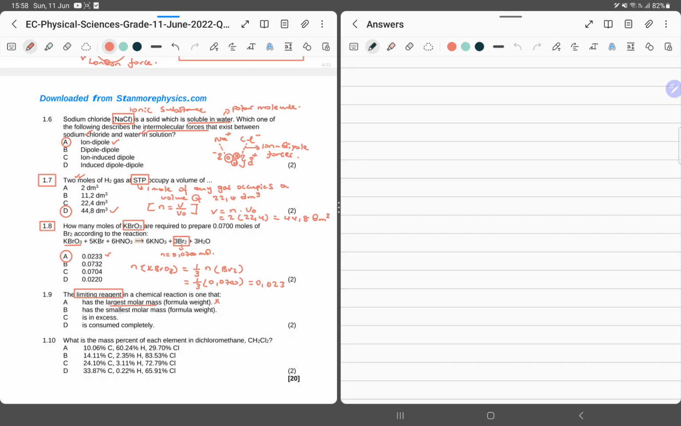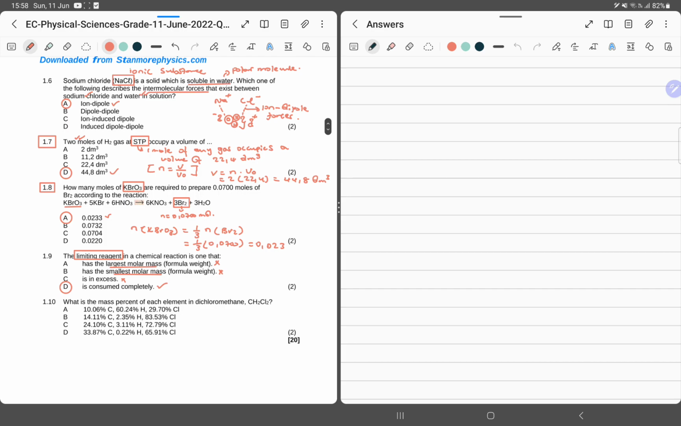Has the smallest molar mass? Again, it has nothing to do with the size of the substance itself. But is it the one in excess? No. The one that gets used completely is the limiting reagent, because when it gets finished, then the reaction stops, even though the other substance was still available for more action if it was to receive it.